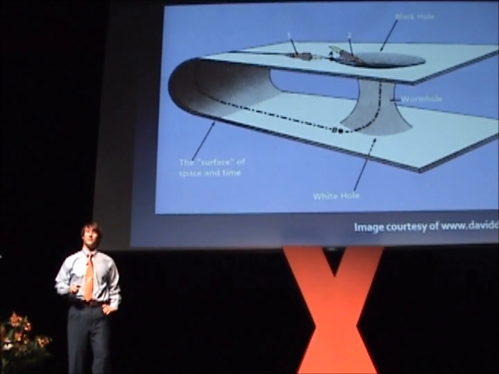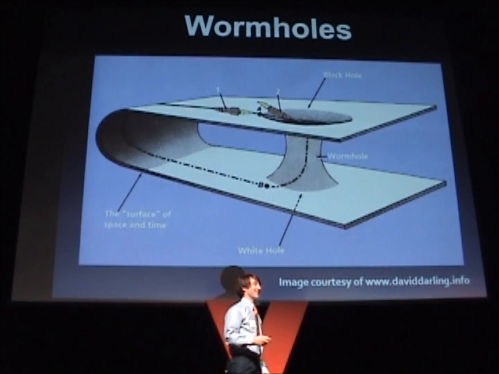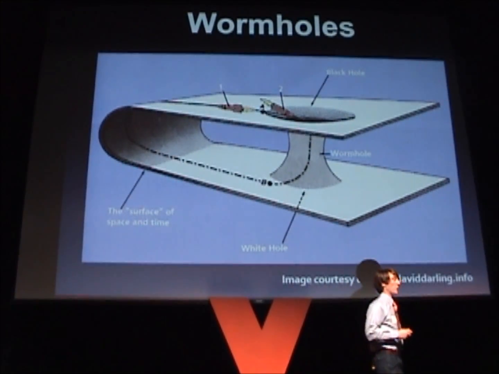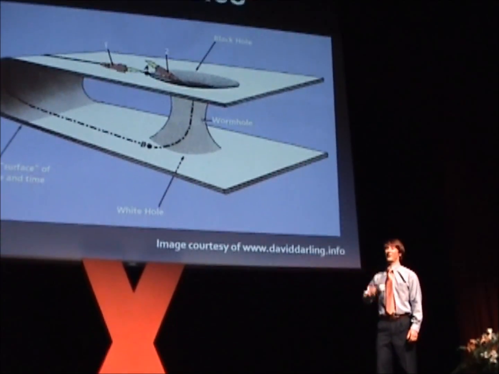This is one of the cool kind of borderline science fiction topics that come out of Einstein's theories of general relativity, and it's called a wormhole. If any of you have ever seen Contact or really any Star Trek series, these come up all the time.